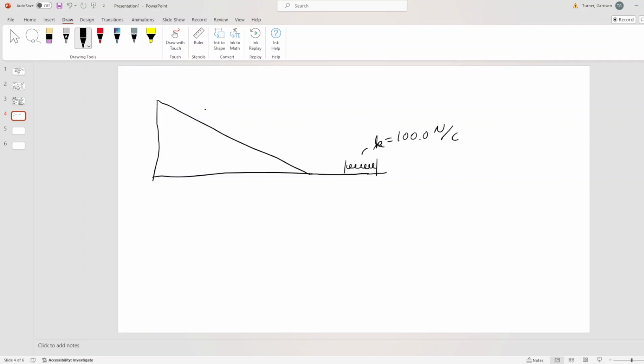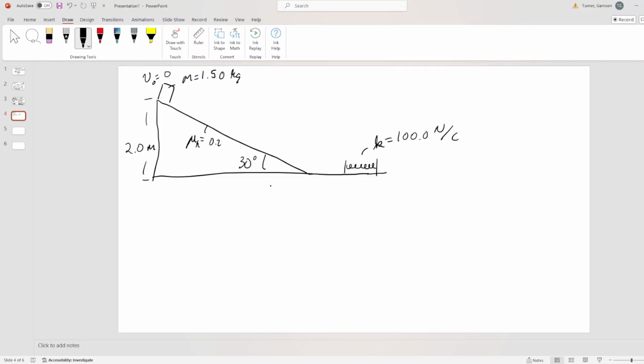Okay? So once again, let's say that the coefficient of friction is 0.2. This is 2 meters. This is 30 degrees. The block is 1.5 kilograms. And my initial velocity is 0.